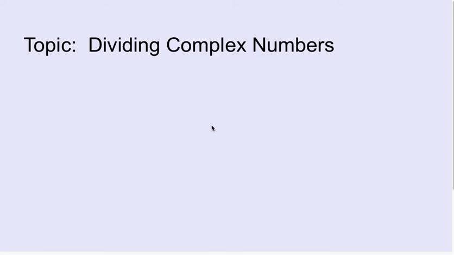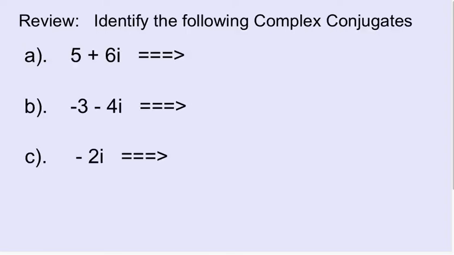This video is on dividing complex numbers. I want to review for a moment the complex conjugates. So if here's an imaginary number, you have your real part and your imaginary part that involve the entire complex number. To take the conjugate, you change the sign in front of that imaginary piece. So the conjugate would then be 5 minus 6i.